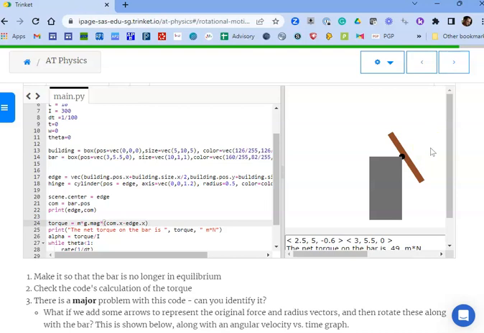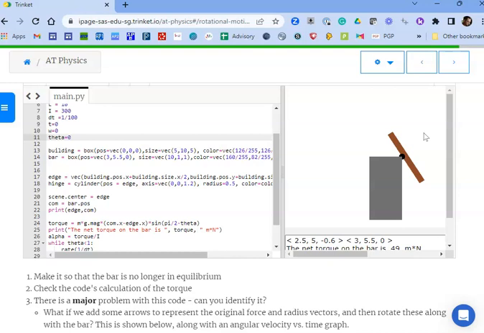So what we need to do to fix it is multiply by the sine of the angle pi divided by 2 minus theta. Now you might be wondering, why do I have to do pi divided by 2? That's because the angle starts off being 0, theta, but it's actually really pi over 2. So as theta changes over time, the torque is going to be recalculated.